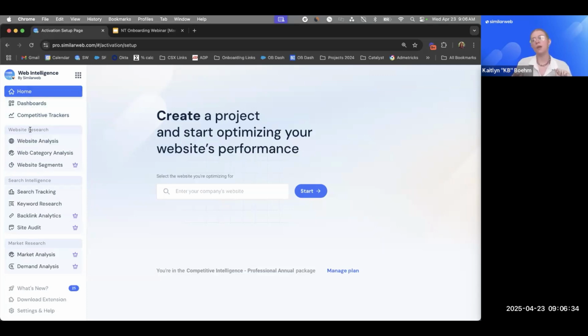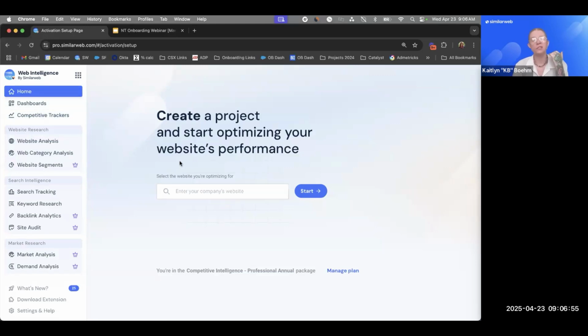Think of this as putting on your own detective hat. This is where we can go in and say, all right, we want to run our own analysis today. Sure, we have our homepage, we have our dashboard, but if something comes up and we want to look at a new competitor, let's go here. I call these the bread and butter of what Similarweb does because it is where our core functionality lives.